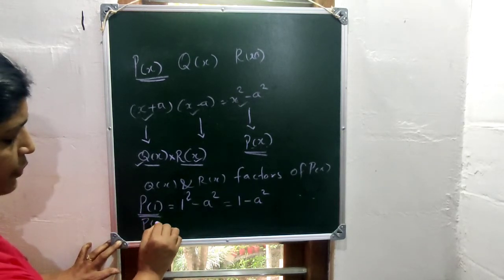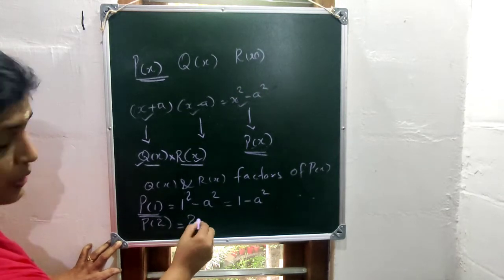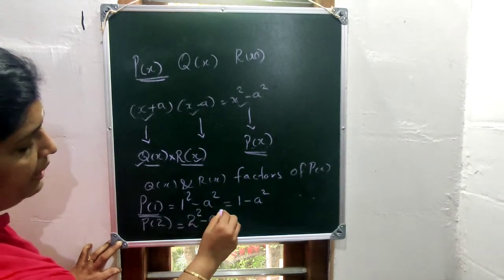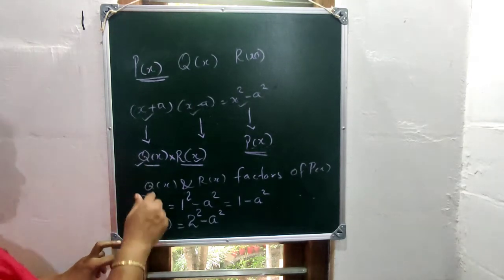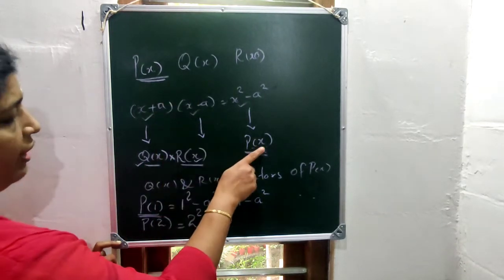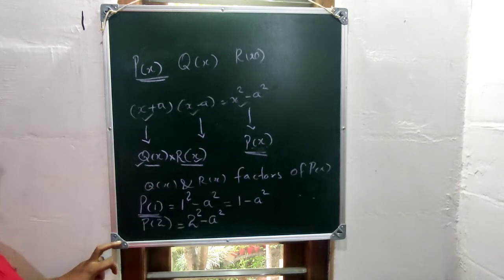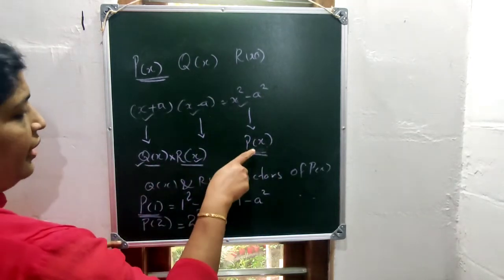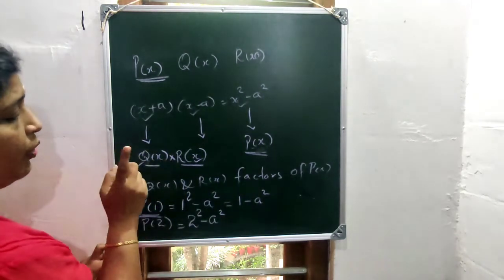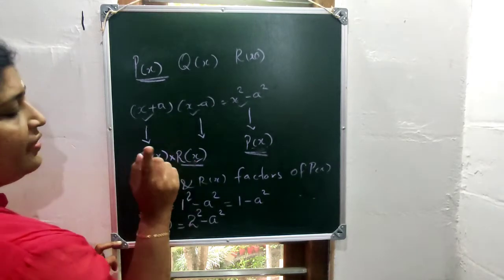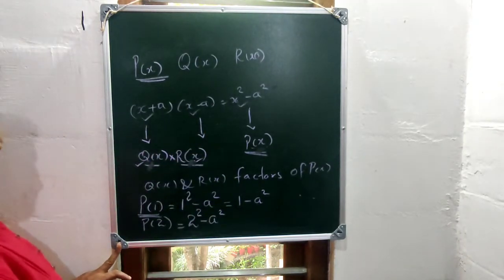Then what is p of 2? Yes, in the place of x, we just substitute 2. That is equal to 2 square minus a square. Okay, do you remember all these things? So, we can write a second degree polynomial as the product of two first degree polynomials, or we can write a polynomial p of x as the product of two other polynomials q of x and r of x. Then this q of x and r of x are called the factors of p of x.